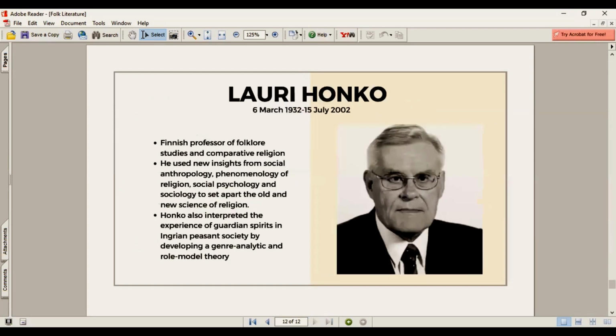Moving on, Lauri Honko was a Finnish professor of folklore studies and comparative religion. His seminal work sets apart the old and new science of religion. He used new insights from social anthropology, phenomenology of religion, social psychology, and sociology. He interpreted the experience of guardian spirits in the Ingrian society of peasants by developing genre analytic and role model theory. He classified rituals into basically three categories: rites of passage, calendrical rites, and crisis rites. So, this was all about Lauri Honko.